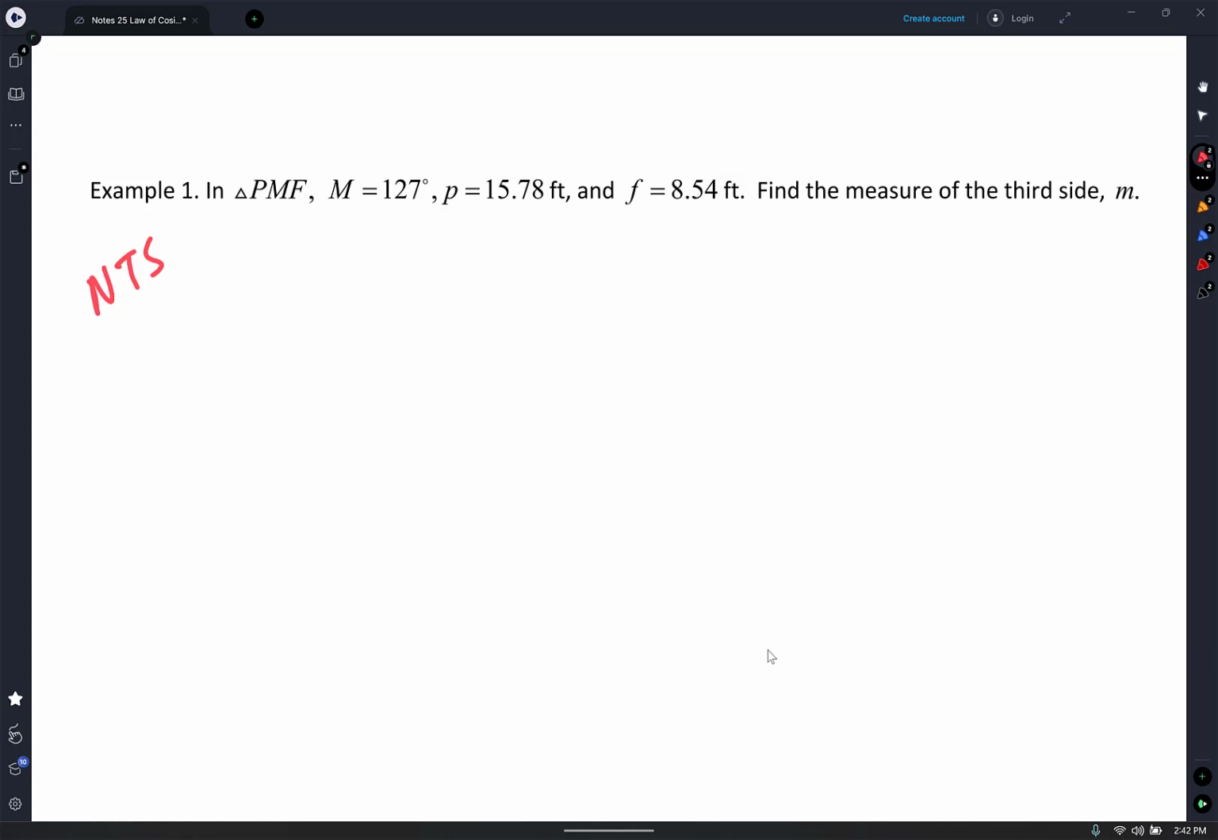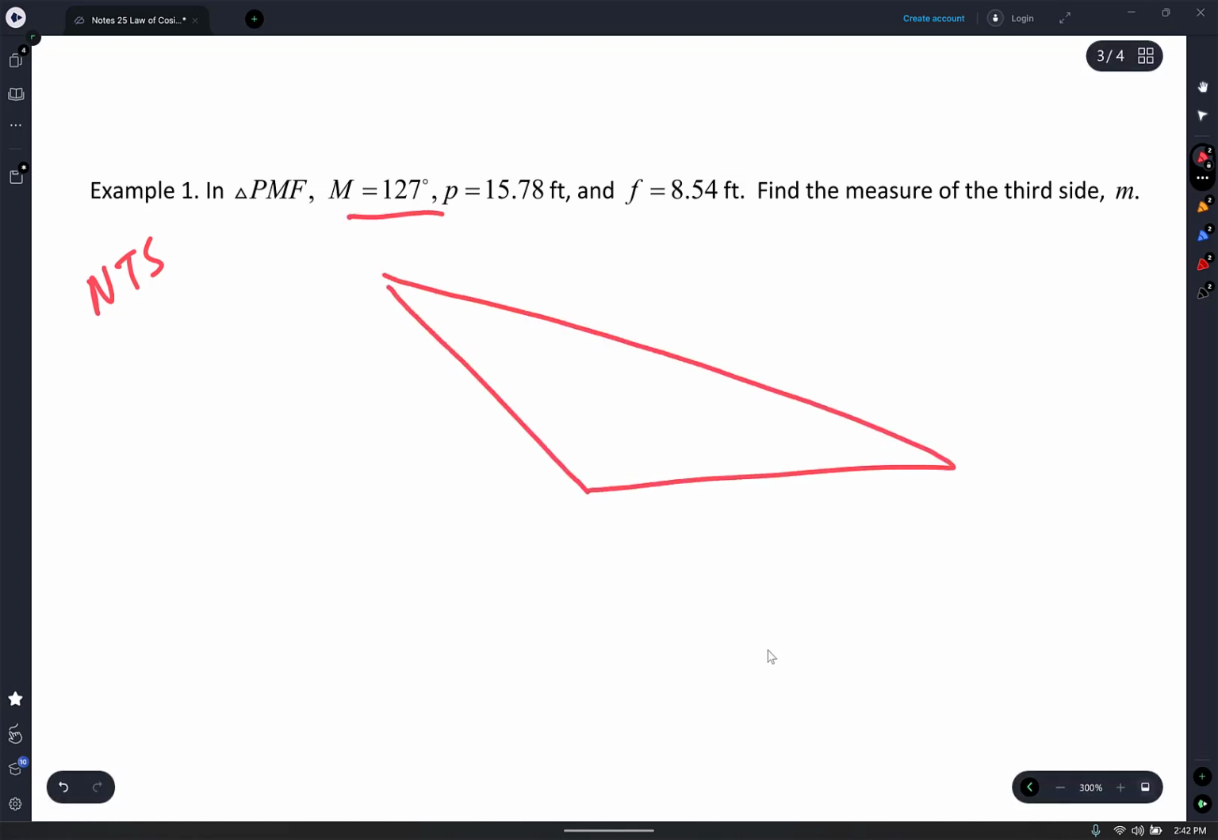Okay, so they don't tell you it's a right triangle. They just tell you it's a triangle. So I'm going to draw a triangle. I'm going to draw an obtuse triangle because of that. So here's my obtuse triangle. So here's angle M, here's P, and here's F, my vertices. So little m is right here. I don't know what that is. That's what they want me to find. This is little p, so 15.78 feet. And this is little f, so 8.54 feet.